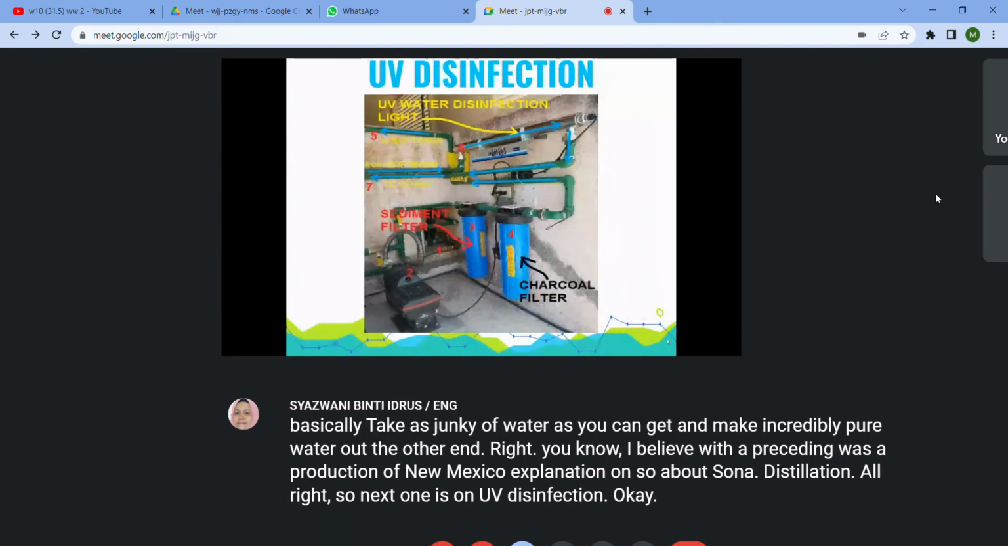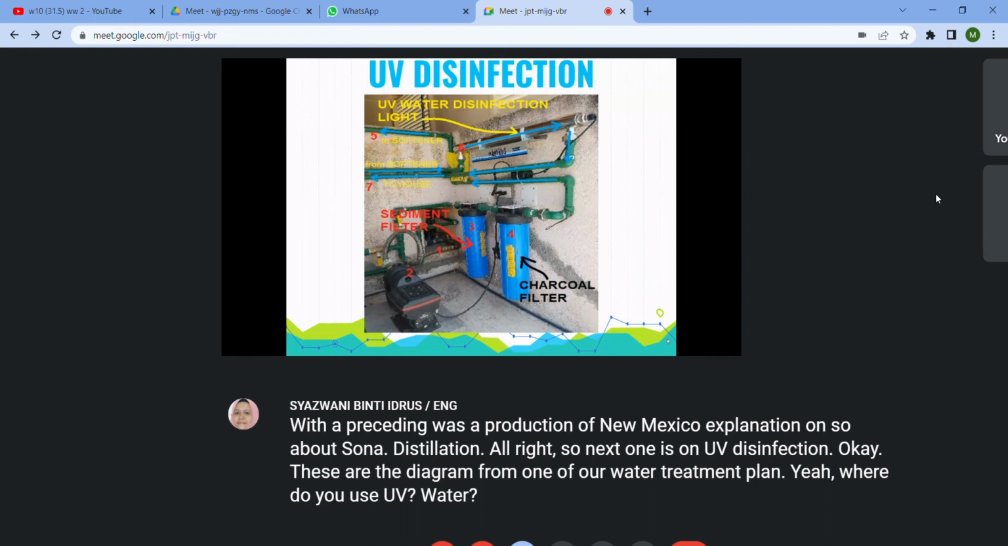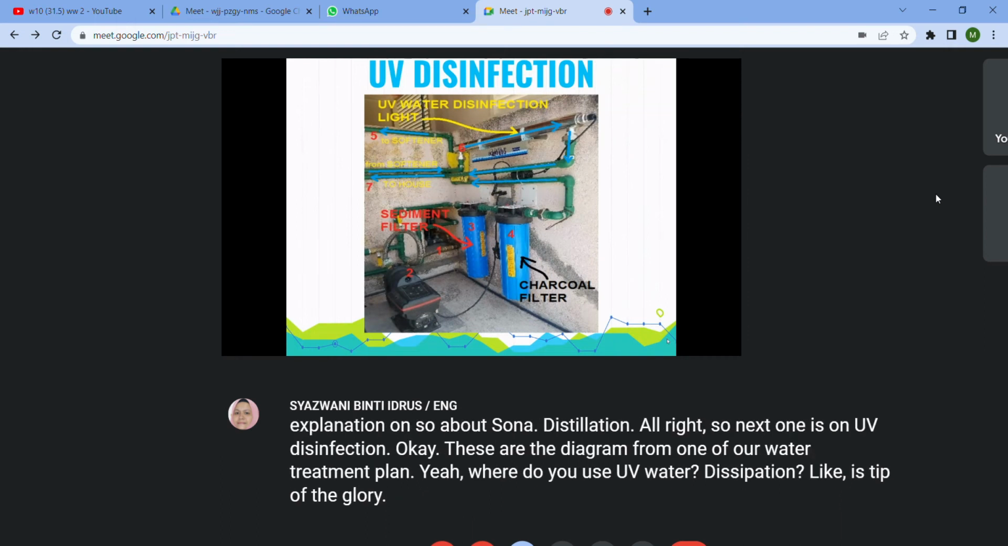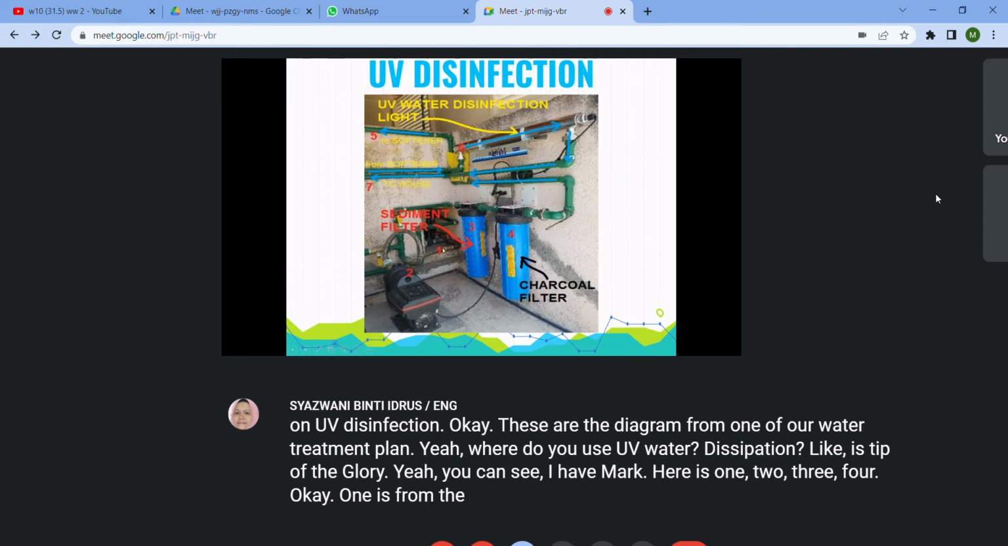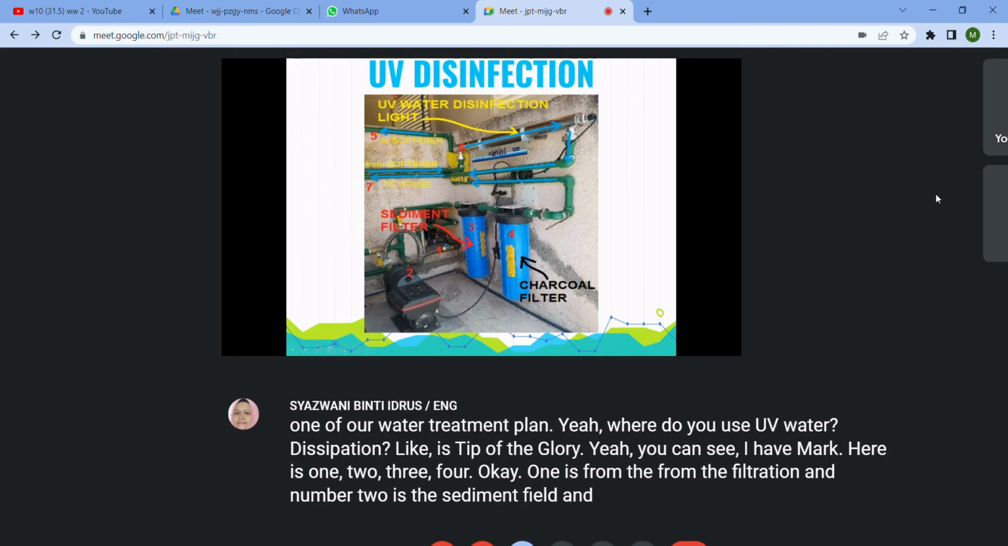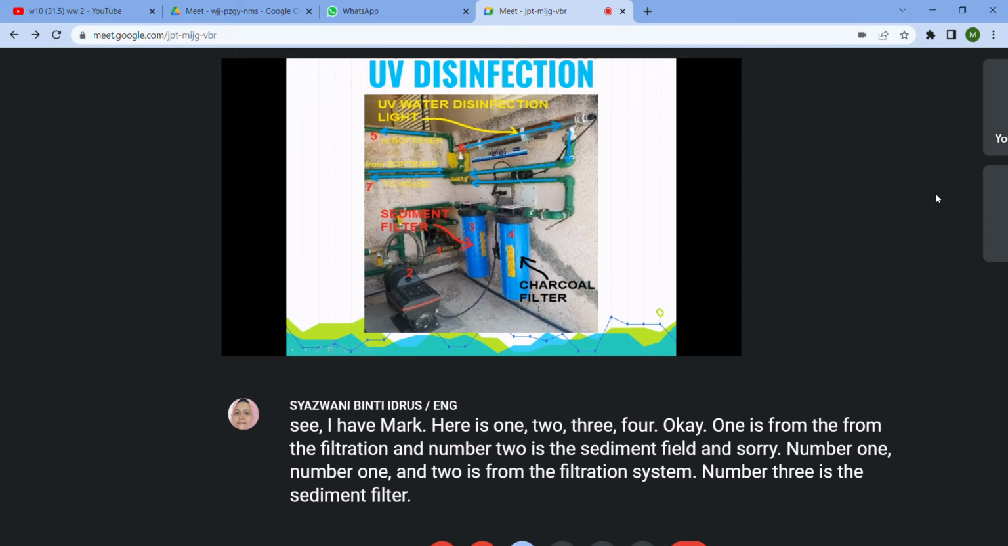Okay, this is the diagram from one of our water treatment plants, where they use UV water disinfection light instead of the chlorine. You can see I have marked here 1, 2, 3, 4. Number 1 and 2 are from the filtration system. Number 3 is the sediment filter. Number 4 is the charcoal filter.